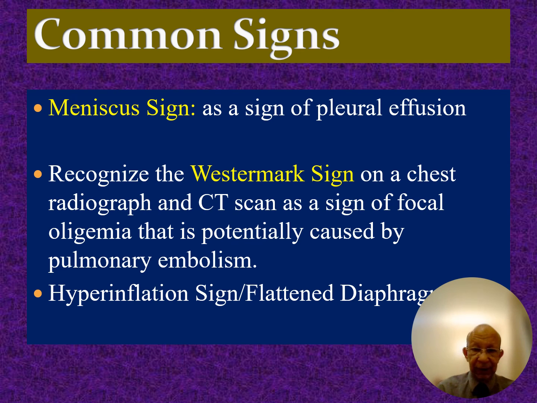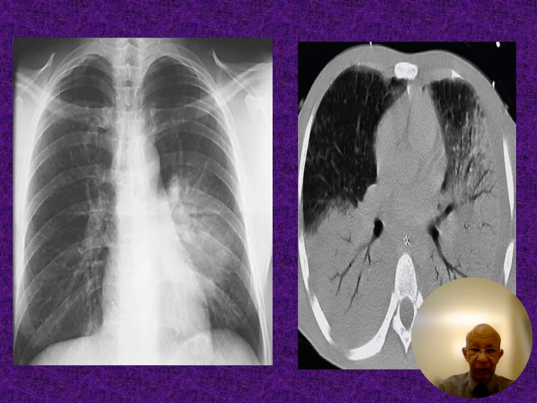Other signs you can see are hyperinflation and change in volume. This is a classic consolidation. It's likely to be the left lower lobe, because the heart border is very clear, so it doesn't look like it's the upper lobe. And then you can see the air bronchogram, which is very clear on the CT as well. So there's air in the airways surrounded by consolidation.